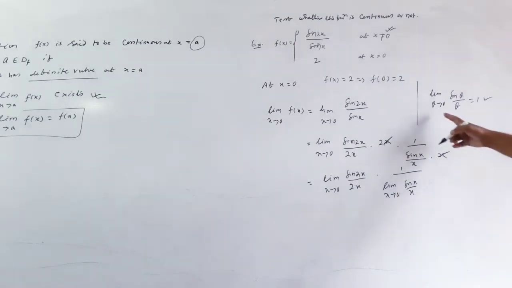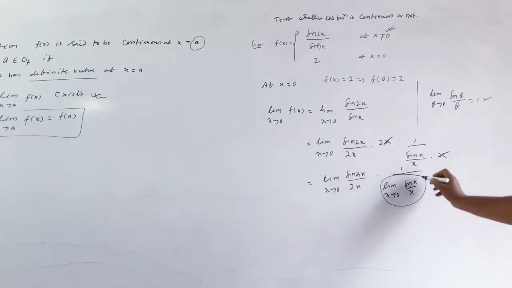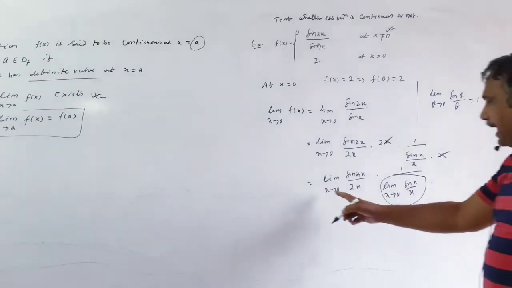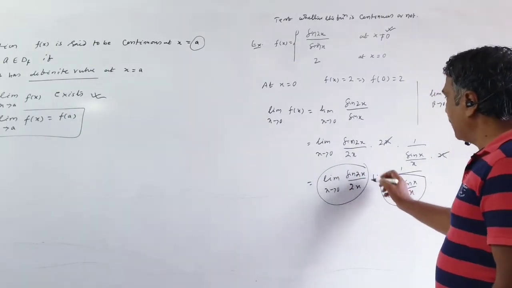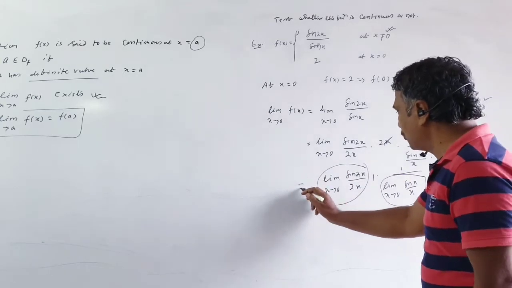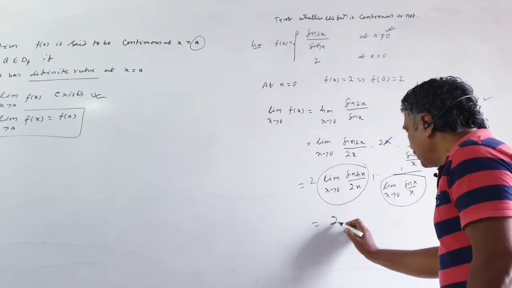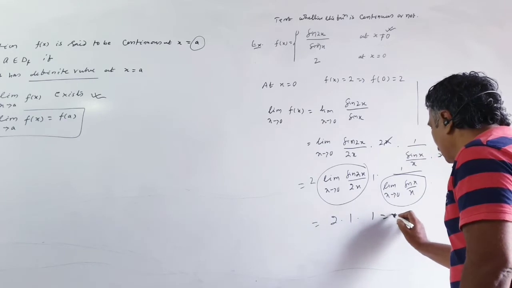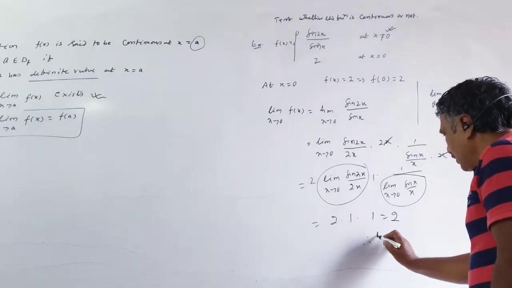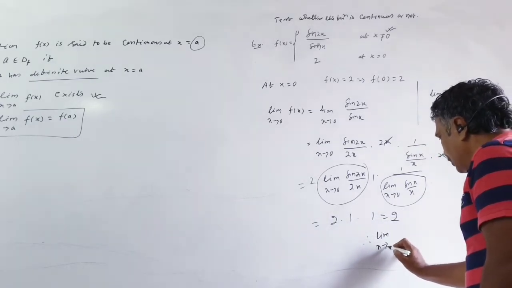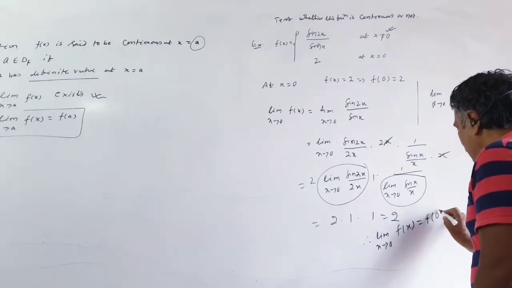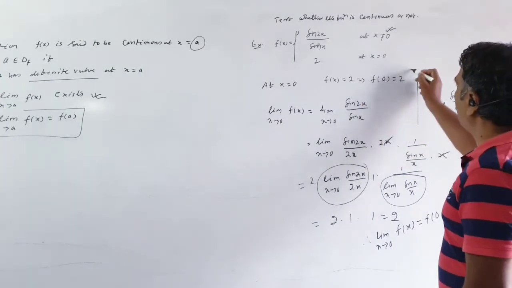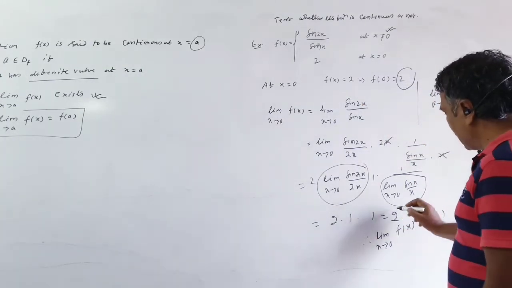Now limit theta tends to 0, sin theta by theta equal to 1. So what is the value of this one? It is 1. Here x tends to 0, also 2x tends to 0, so this value is also equal to 1. But here 2 is missing. So this is 2 into 1 into 1 equal to 2. Therefore, limit x tends to 0, f of x equal to f of 0. Because f of 0 equal to 2, the limit value is also 2.